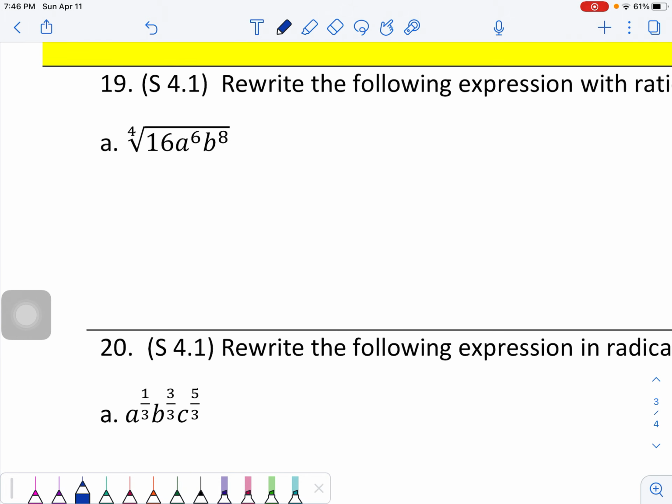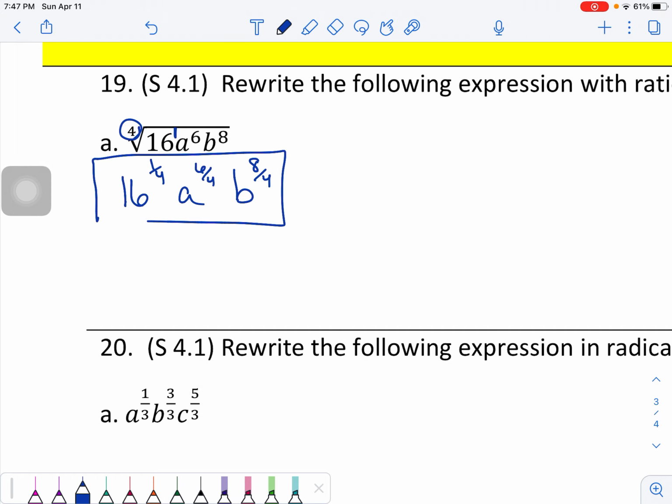And what I want to identify is each one of these pieces, the 16, the A, and the B, all have powers. 16 has a power of 1 that we just don't talk about much. And we have an index value here of 4. So each one of these pieces, we're going to do 16 to the 1/4, A to the 6/4, B to the 8/4, and you have successfully rewritten the expression with rational exponents. That's all you need to do. All right, so problem number 19, part A is done.